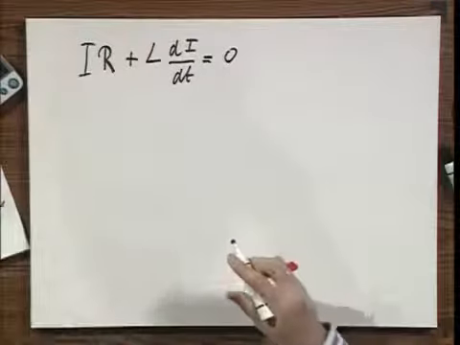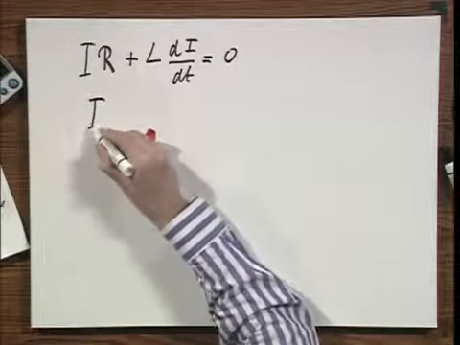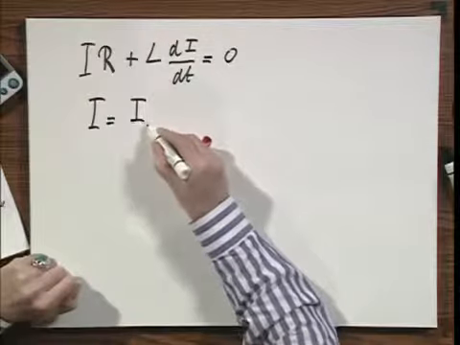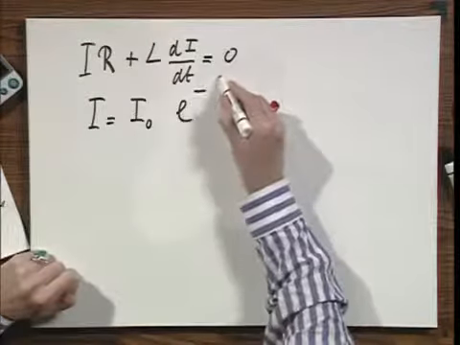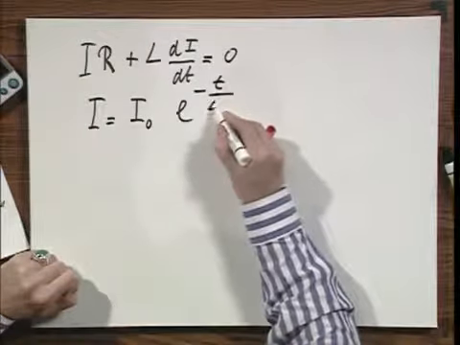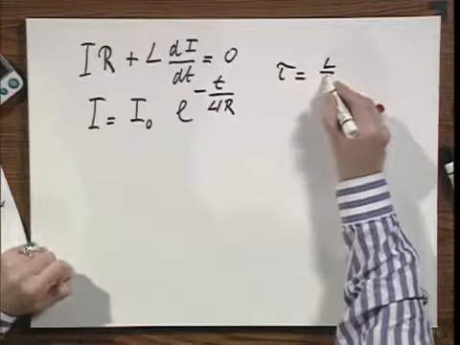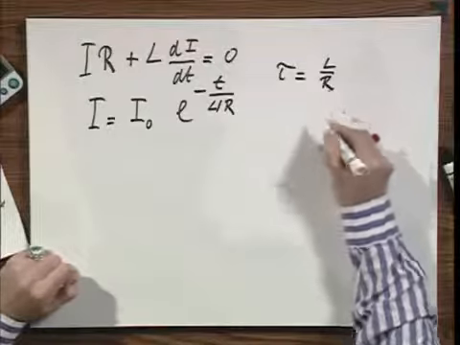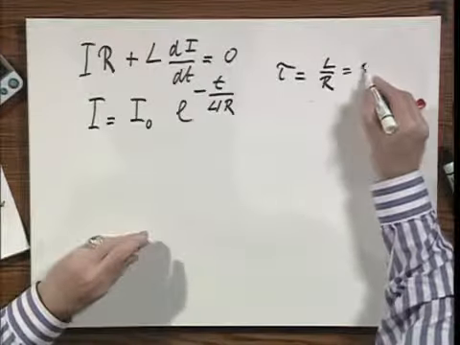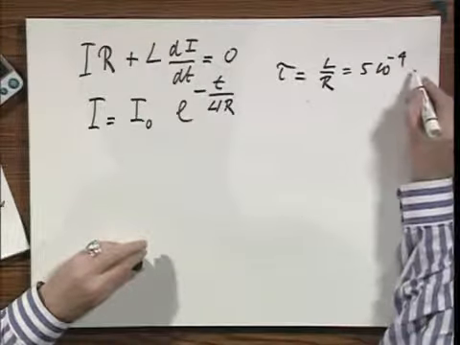And I get, as a solution, you shouldn't have too many difficulties finding this, a decaying current, and it decays in the following fashion with a decay time tau, which is L over R, which in our case equals 5 times 10 to the minus 4 seconds.